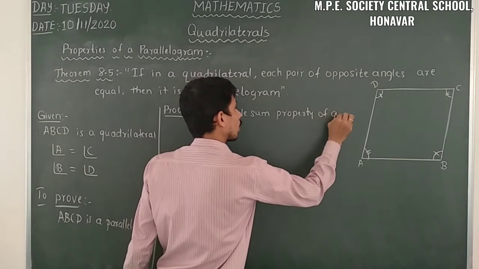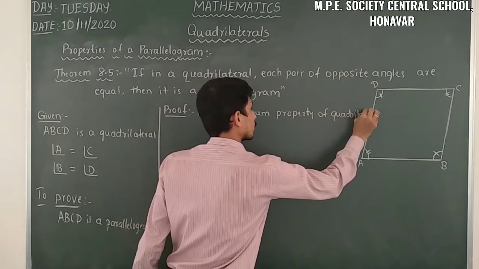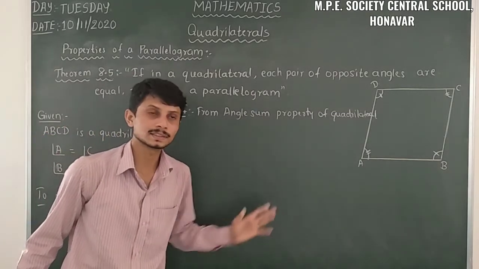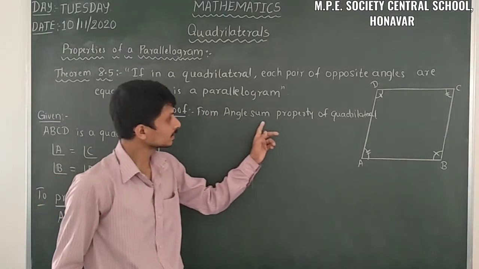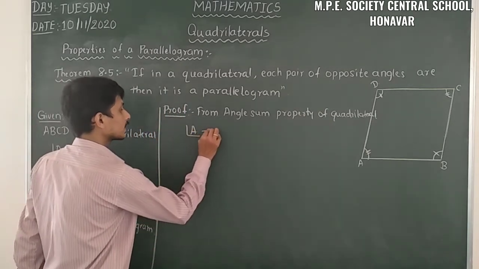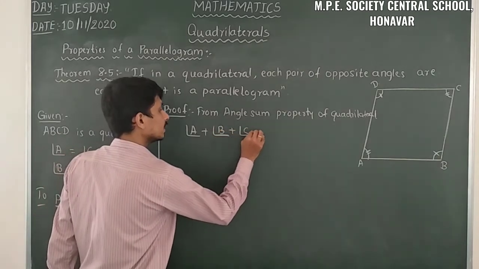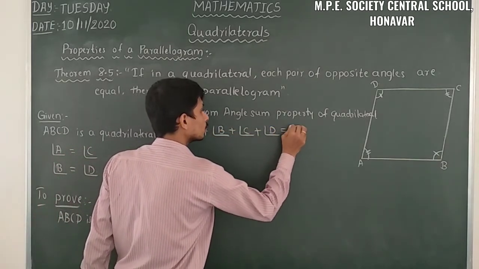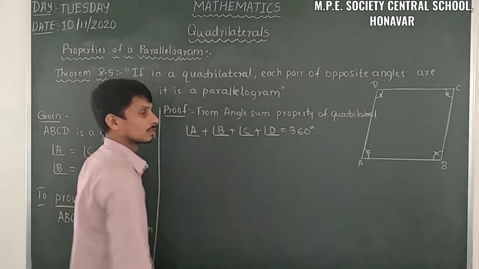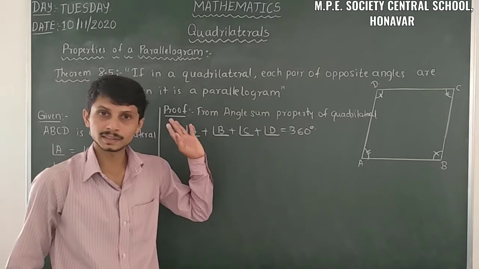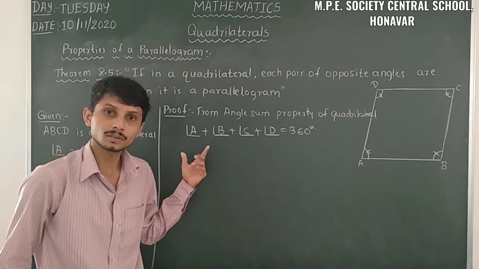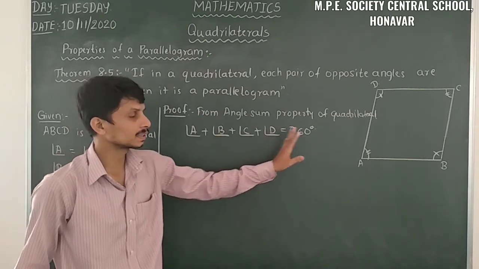From angle sum property of a quadrilateral, angle A plus angle B plus angle C plus angle D is equal to 360 degrees. That is, the sum of interior angles of a quadrilateral is 360 degrees. So from that we can easily find our required result. A plus B plus C plus D is equal to 360 degrees.